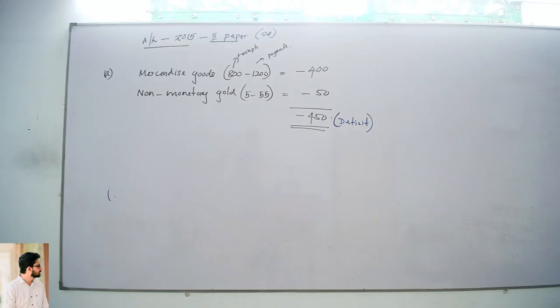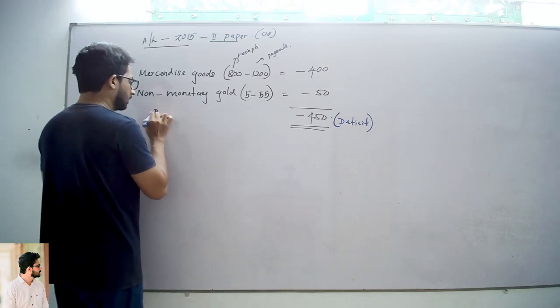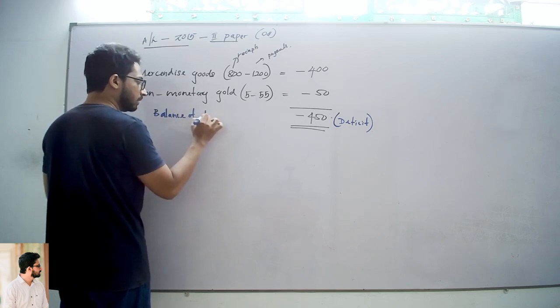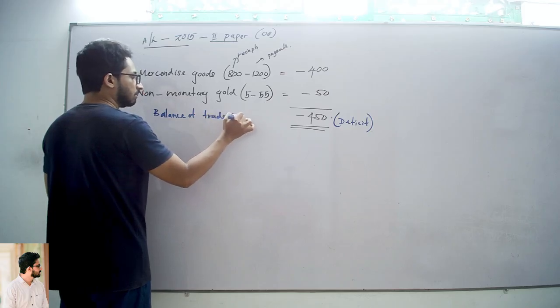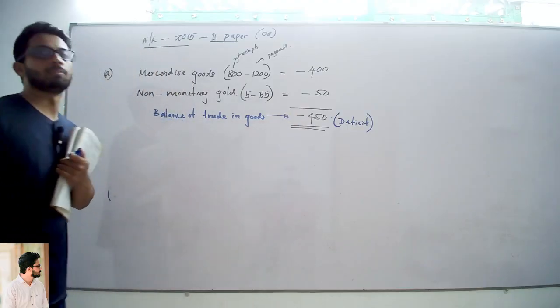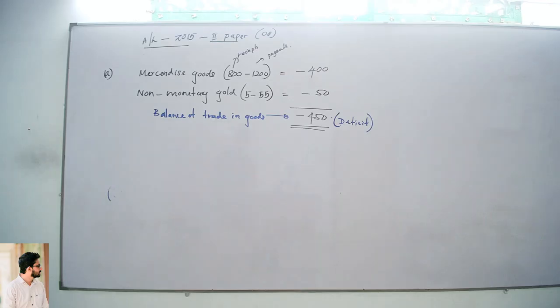This is the balance of trade in goods. In the exam, this is a 1 mark question, right? 1 mark is given for calculating the balance of trade in goods, so no need to show all workings.